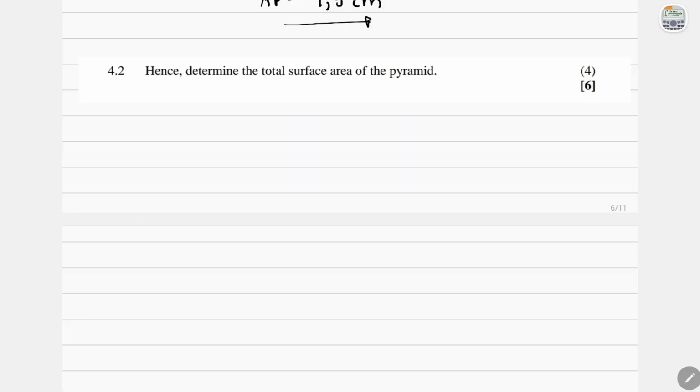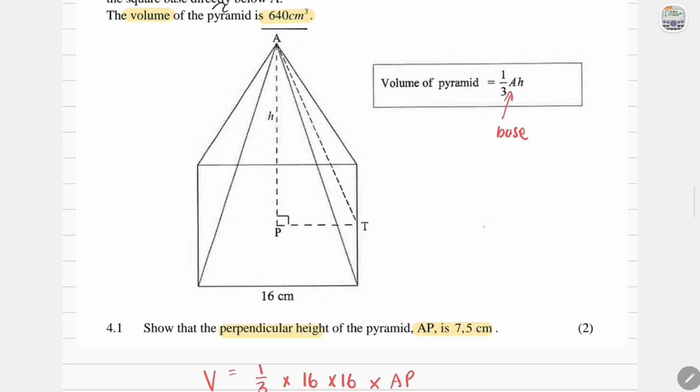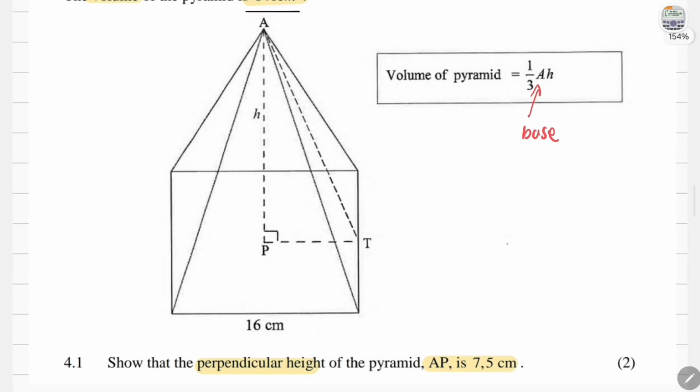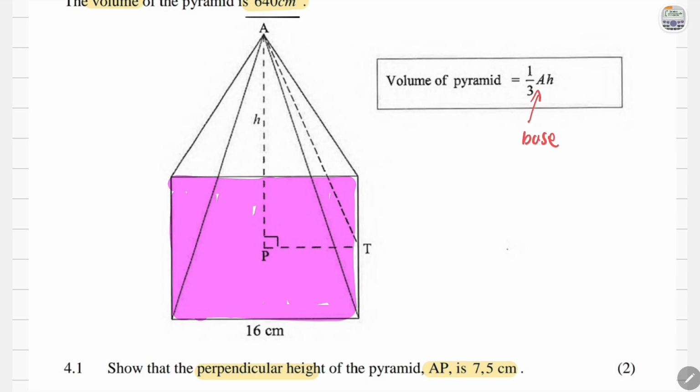Question 4.2 says, hence determine the total surface area of the pyramid. Okay, so the total surface area. So we need to find the area of all the faces and then add them together. With total surface area, you can imagine that you are painting the shape. If you were painting the shape, look at all the parts we need to paint. We would need to paint that bottom, okay? That is the base, which is a square, and we can see that it's 16 by 16. Okay, so to find that base, that is fine.